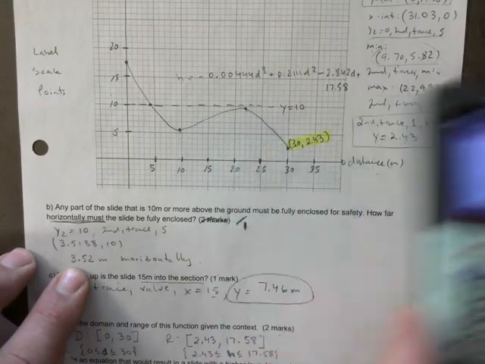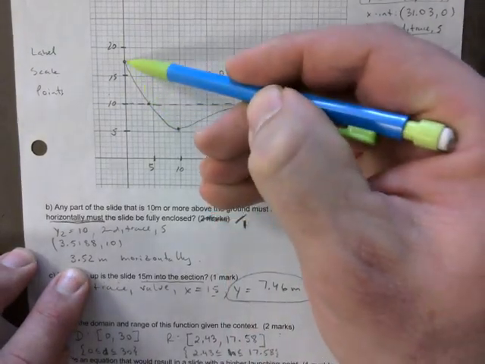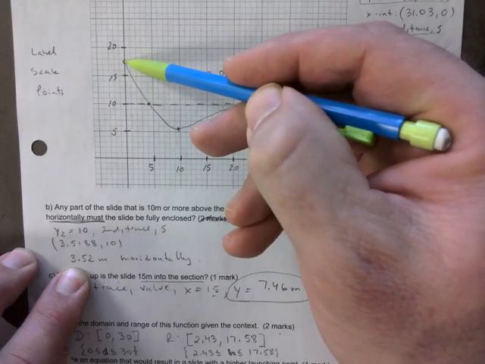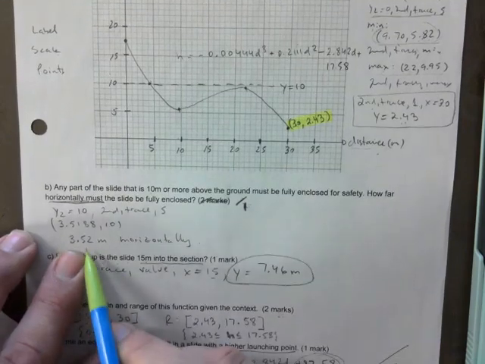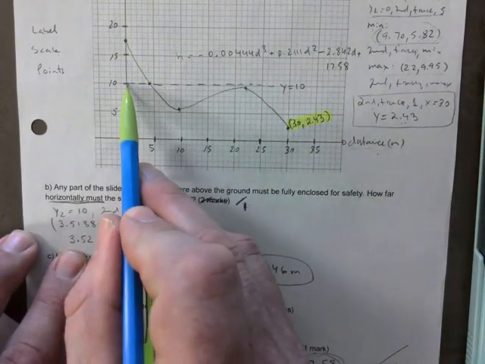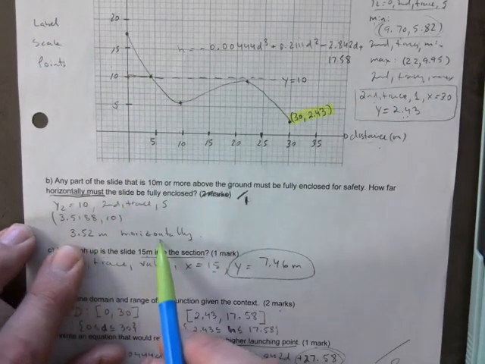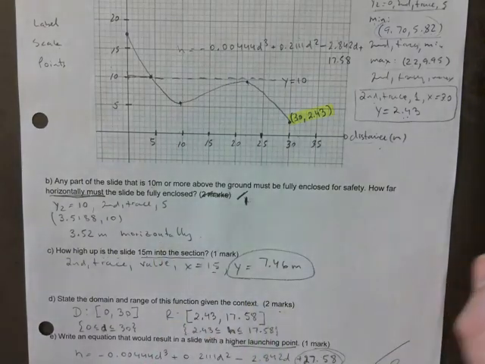So basically, this is your T2. This is your T1, so to speak. So you subtract these two. But this one is 0, so there's no need to subtract. It's just horizontally from the beginning of the ride till here, 3.52 meters horizontally needs to be enclosed. That's all you need there.